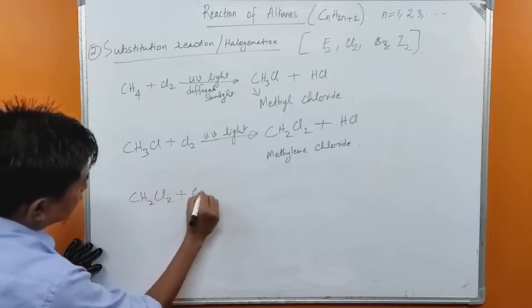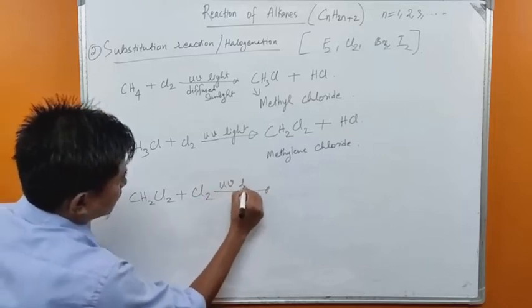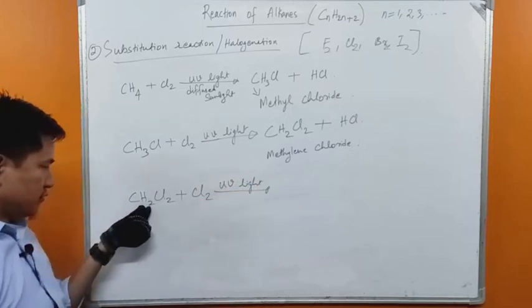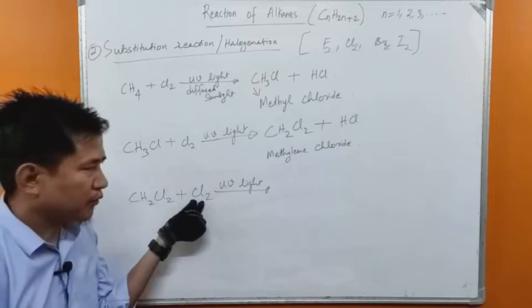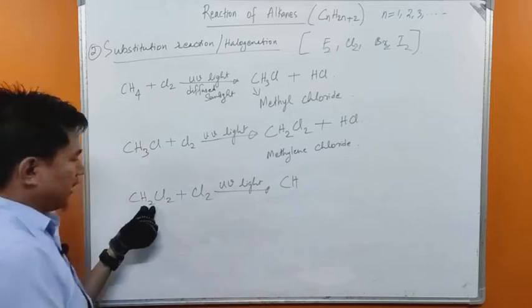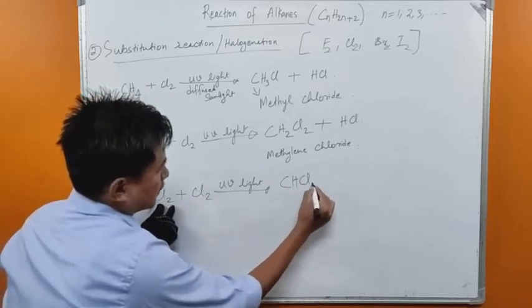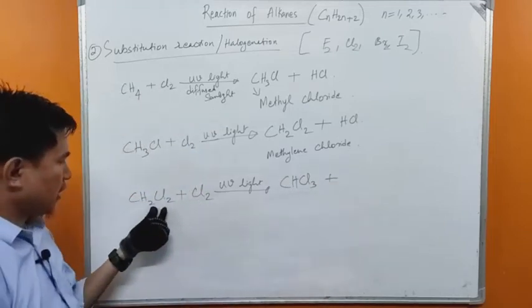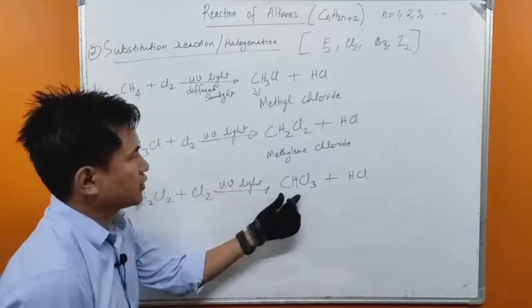CH2Cl2 will further combine with a chlorine molecule in presence of UV light or diffuse sunlight. Now we have 2 atoms of hydrogen here, so one atom of hydrogen will be replaced by one atom of chlorine. Now we will have only CH, and we have Cl3, plus one atom of chlorine from here and one atom of hydrogen from here combine to form HCl. So this is chloroform.